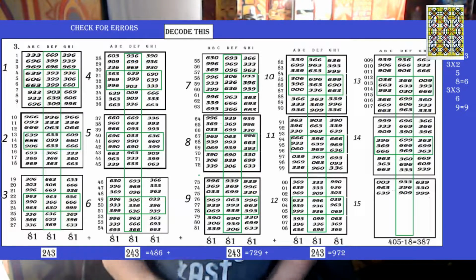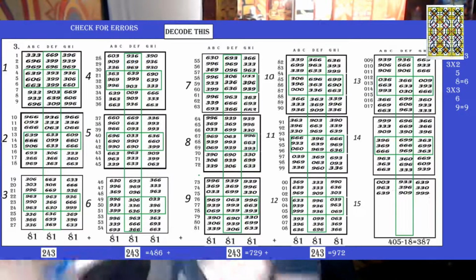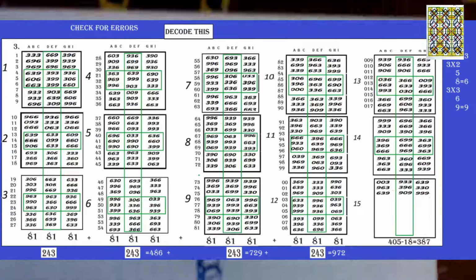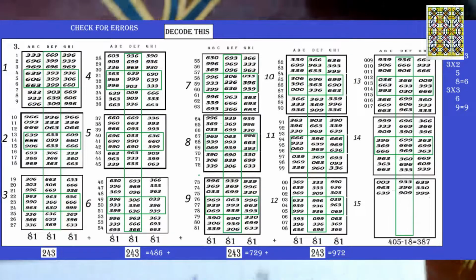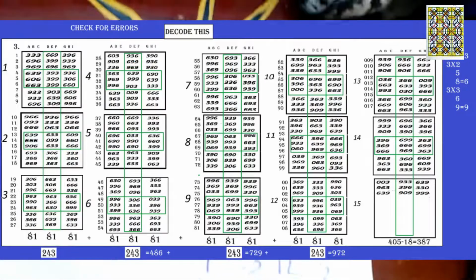Okay, 3 times 1 is 3. 3 times 4 is 12. 1 and 2 is 3. 3 by 7 is 21. 2 and 1 is 3. Three by one is 3.